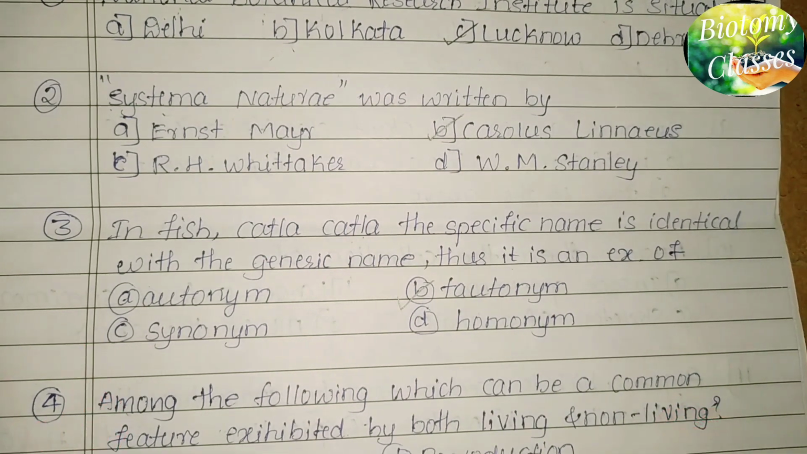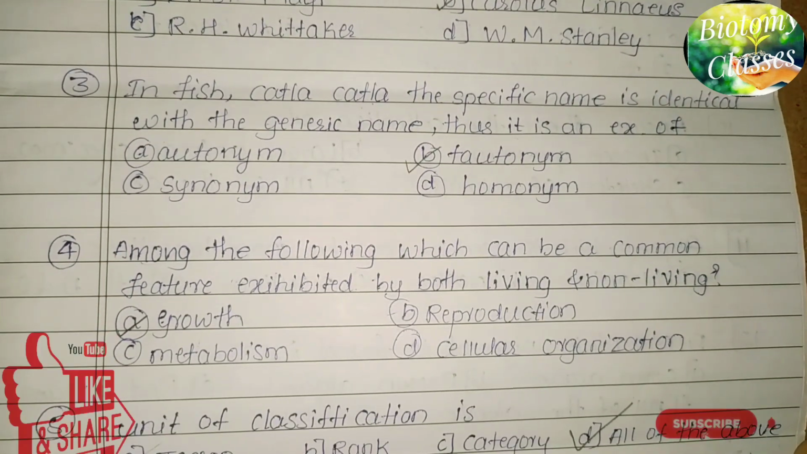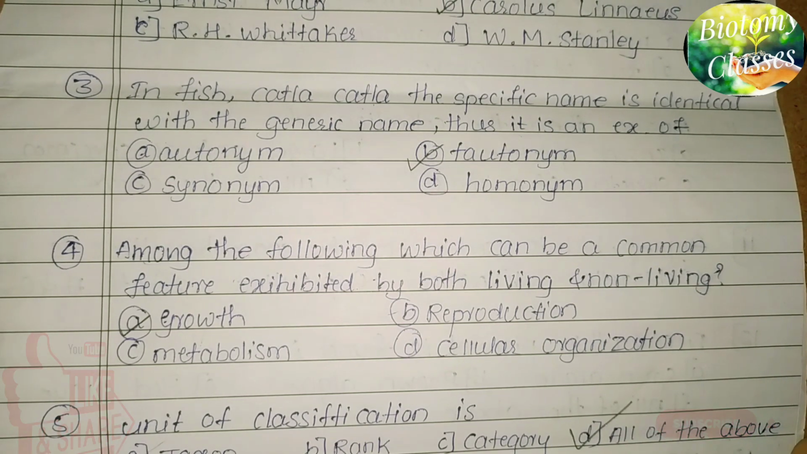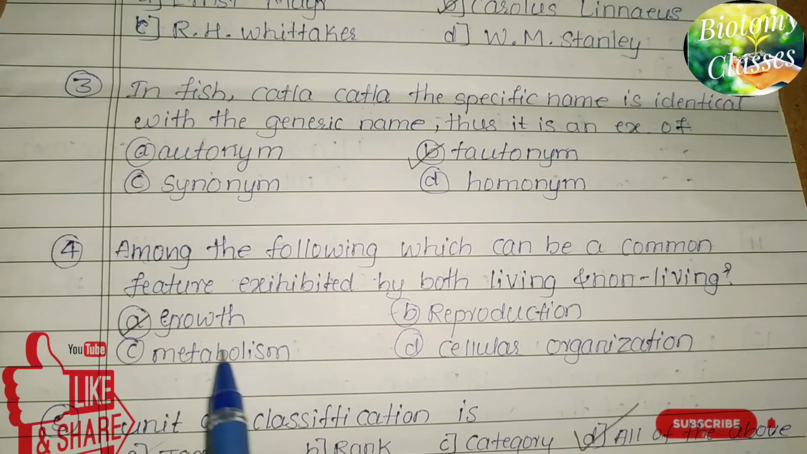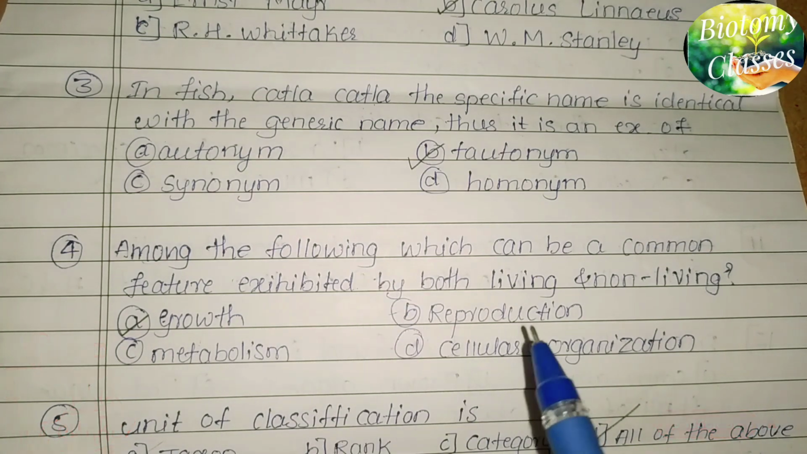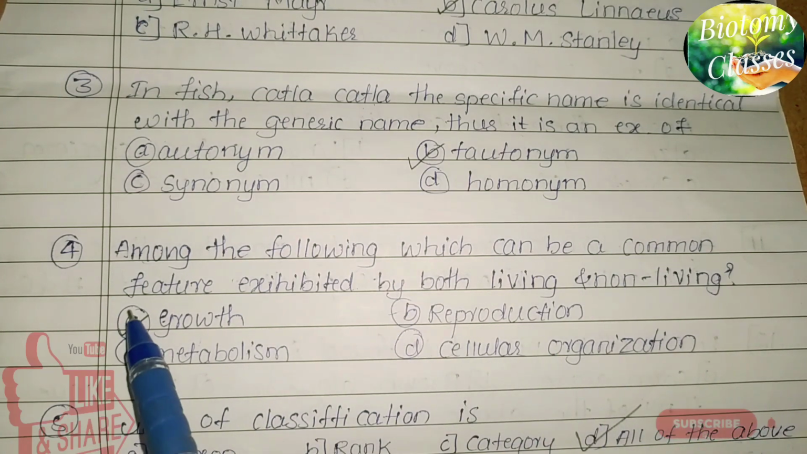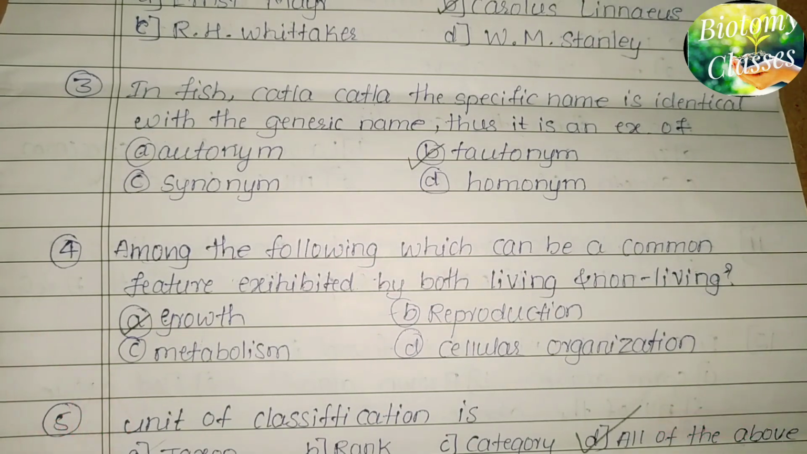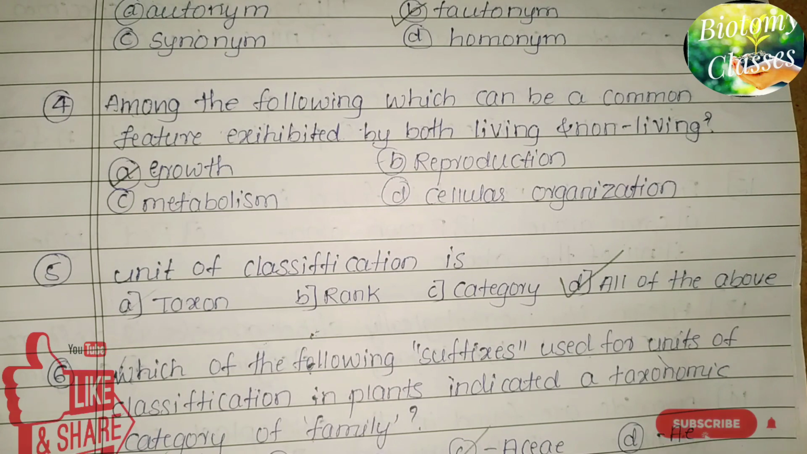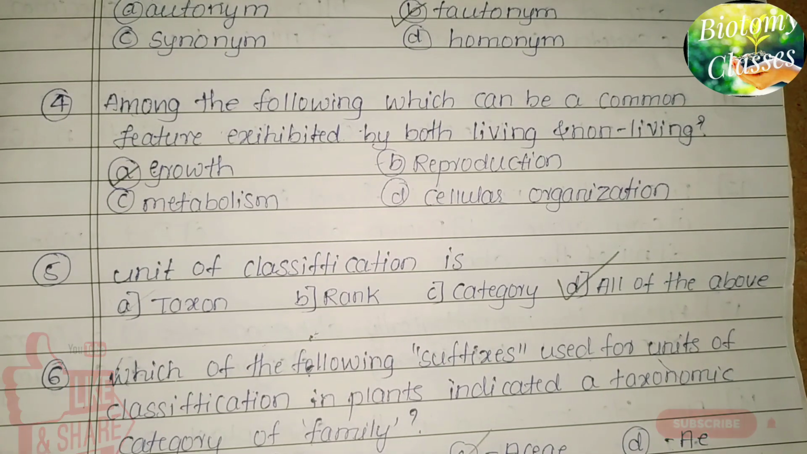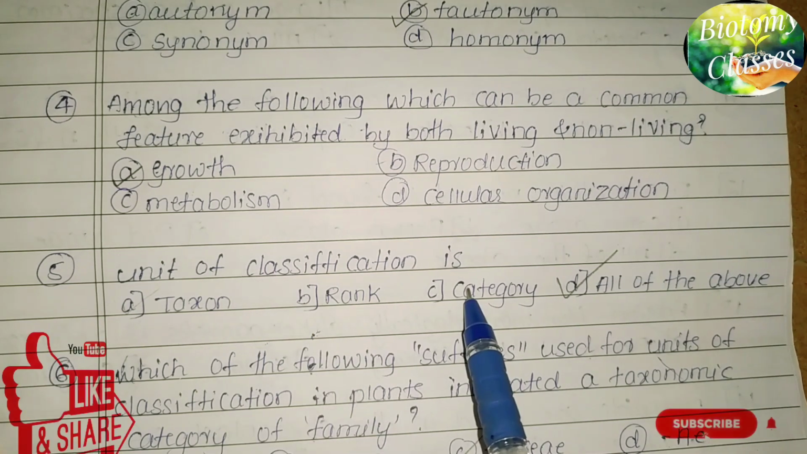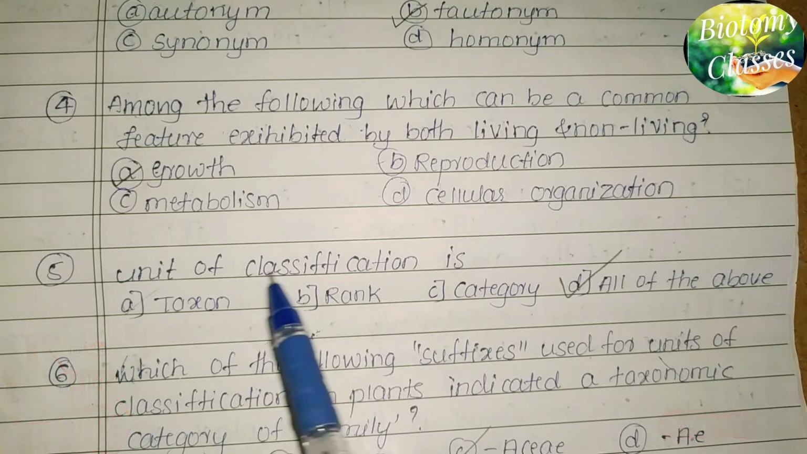So the fourth question, among the following which can be common feature exhibited by both living and non-living characters? So among these four characters, which one is exhibiting both living and non-living characters? So A is the right answer because growth is exhibited by both living and non-living characters. Fifth question, unit of classification is. So taxon, rank, category, species, all are the units of classification.